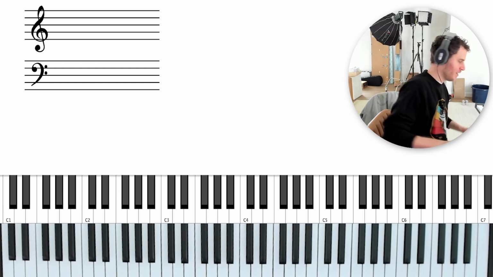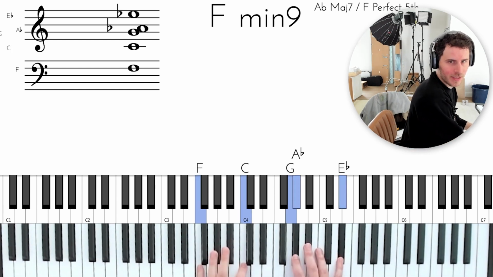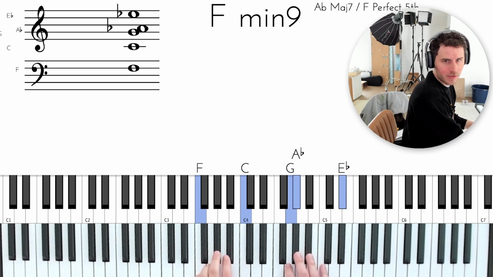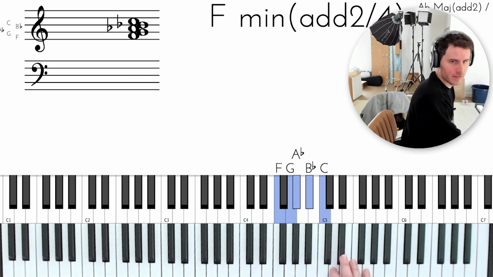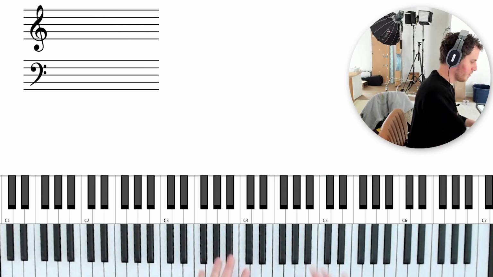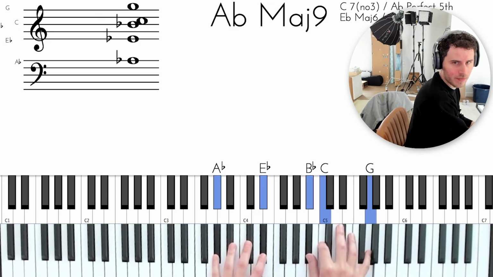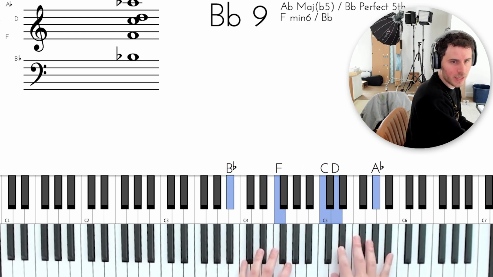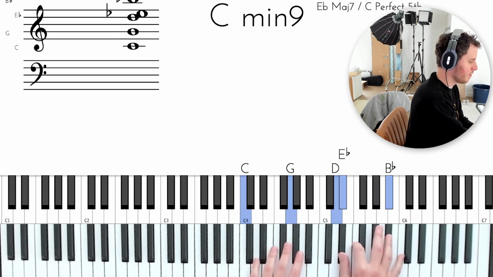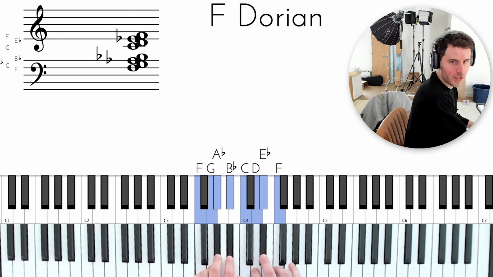So if you have this F minor 11, the scale that corresponds here would be F Dorian, right? What we're literally doing is taking these notes and moving them just to the next note in the scale at all times. So we're only hitting these notes, right?